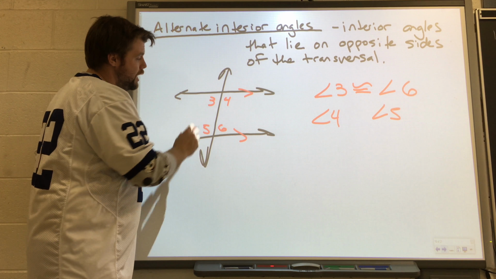Okay, alternate interior angles. Again, interior angles that lie on opposite sides of the transversal. When you have parallel lines cut by a transversal, alternate interior angles are congruent.